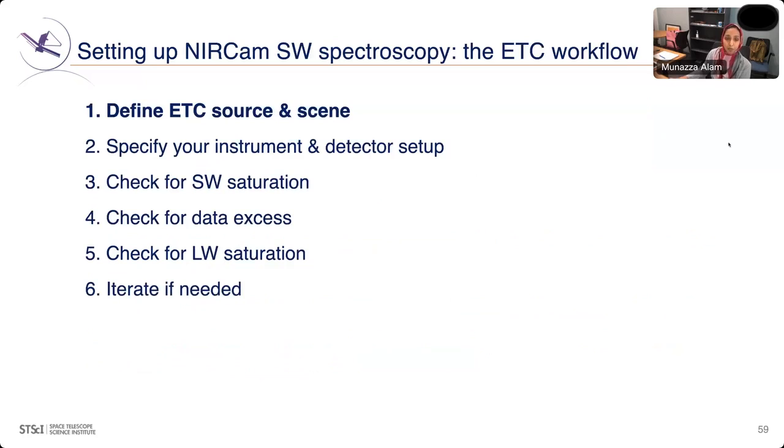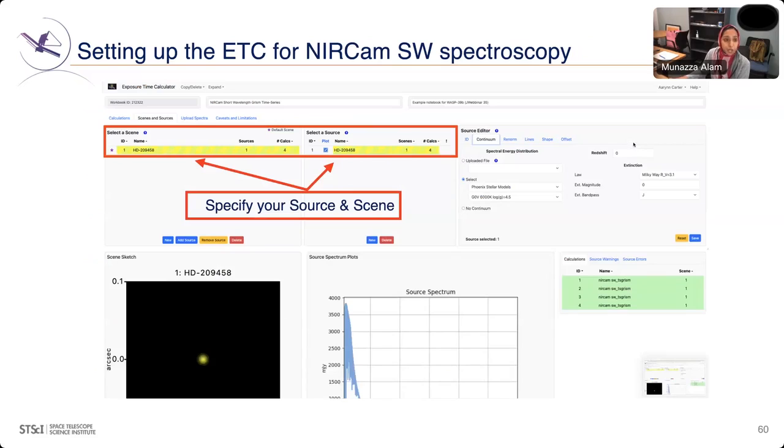So let's step through this workflow for a given example. We're going to start off by defining our source and scene. For example here, let's go through if we wanted to set up a NIRCam short wavelength DHS observation for HD 209458b. So we'll set up our ETC notebook. We'll select the source and scene for our target. In this case, it's HD 209458b. We can see a little scene sketch here.